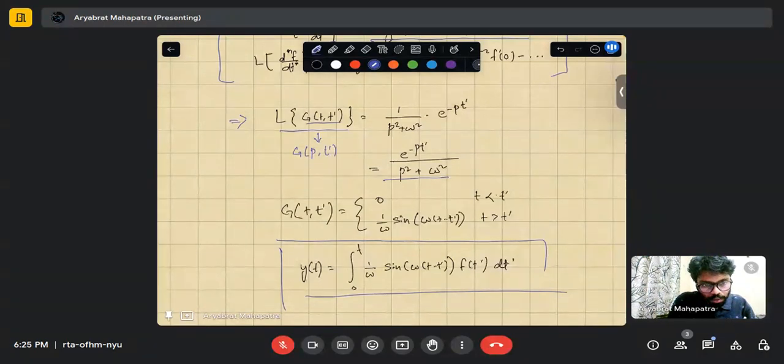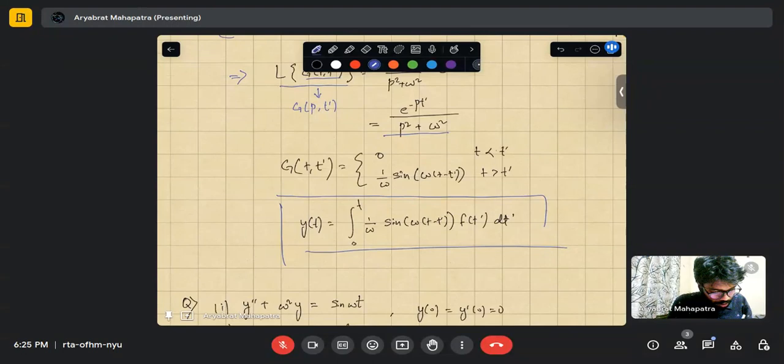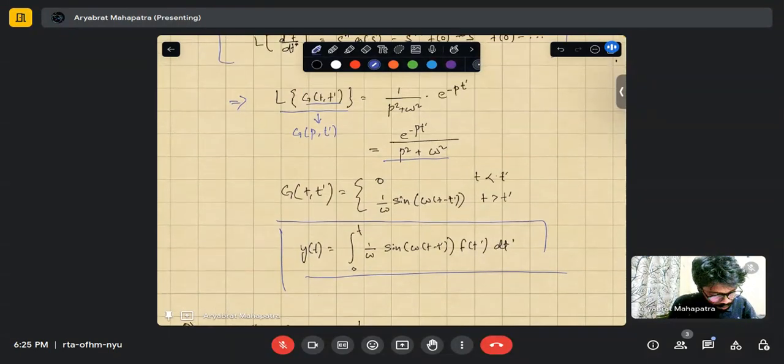This g of t, t prime, you can obtain by taking the inverse Laplace transform. If you remember, that is exactly the same thing we were doing last time as well. So now your g of t, t prime: you have to take the inverse Laplace, so do inverse Laplace on both sides. So here you have g of t, t prime.